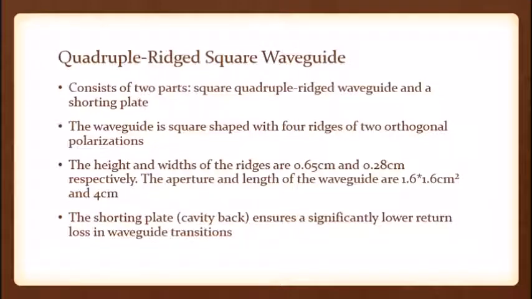The quadruple-ridged square waveguide has two parts. It has a square quadruple-ridged waveguide and a shorting plate. The waveguide itself is a square shape with four ridges for two orthogonal polarizations. It has heights and widths as listed, and the aperture and length are also listed, respectively.